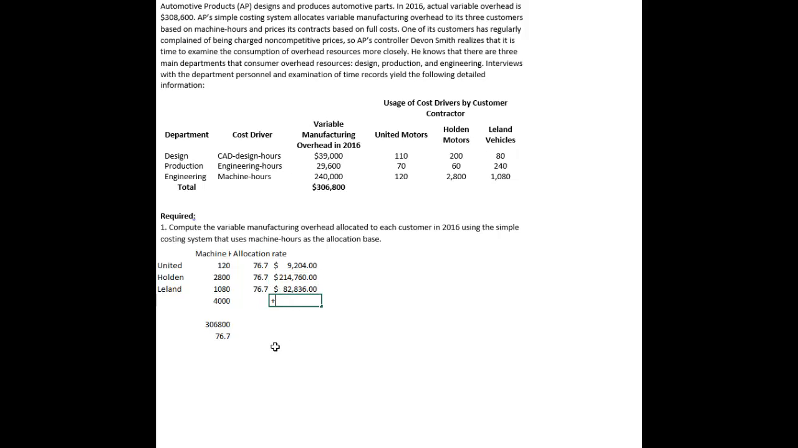And so what you'll notice here is if I subtotal all of these, $306,800, it's all been allocated. But it's all been, they call this peanut butter smoothing, spreading out all those costs on just one allocation rate. So here's the answer: the 9,204, the 214,760, and the 82,836. So that's it for this first requirement.